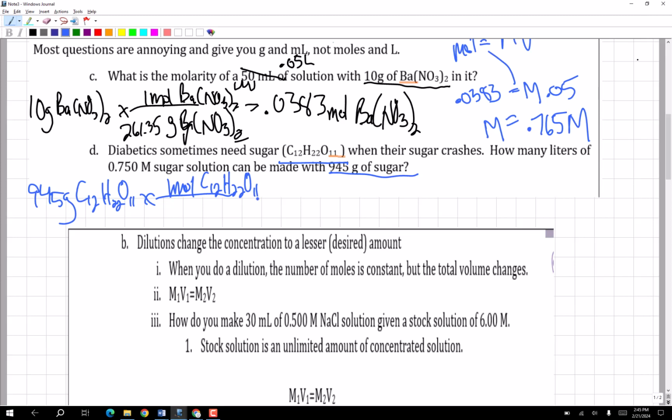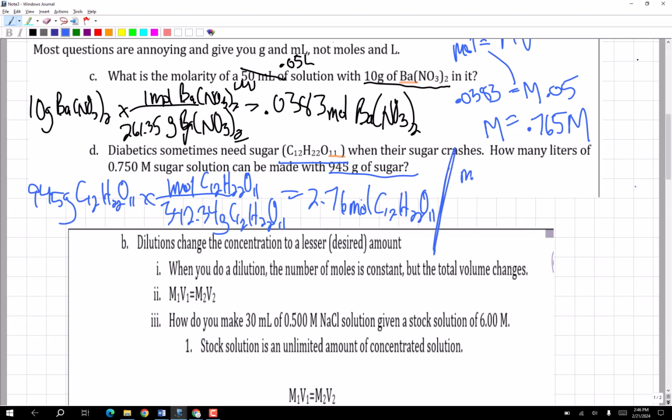And then I got to do grams. So 12 times 12.01, remember carbon weighs 12, plus quantity 22 times 1.01, close quantity, plus quantity 11 times 16, close quantity, 342, that's a big one, 342.34 grams of C12H22O11. Let's figure out how many moles that's going to be. 945 divided by 342.34 gives me 2.76 moles C12H22O11.